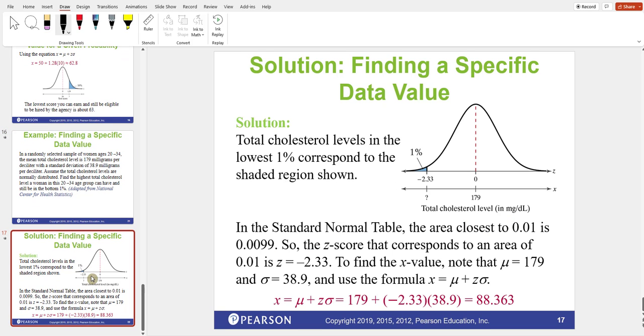So they gave us the information. They told us that the mean is 179 and the standard deviation is 38.9. We want to look at the lowest 1%. We want to figure out what cholesterol level you have to be at to be in the lowest 1%. Okay, so I left the information up here if you wish to do it with the z-table, but I'm going to go ahead and use technology.